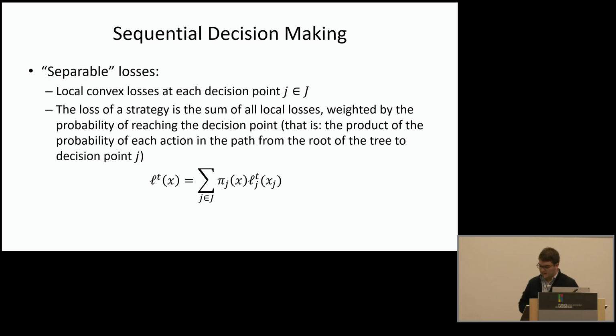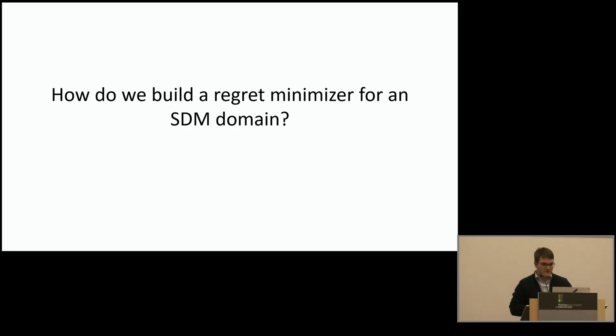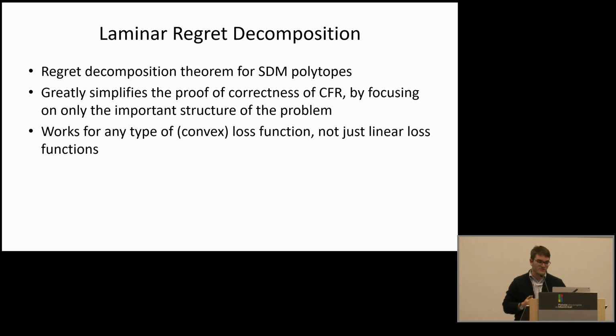And as you can see, it's pretty easy to see that this form of separable losses strictly generalizes the linear losses that we have in extensive form games for finding approximate Nash equilibria. So the big question now is, how do we build a regret minimizer for this kind of domain? How do we build a regret minimizer for a sequential decision-making problem? And our solution is laminar regret decomposition.